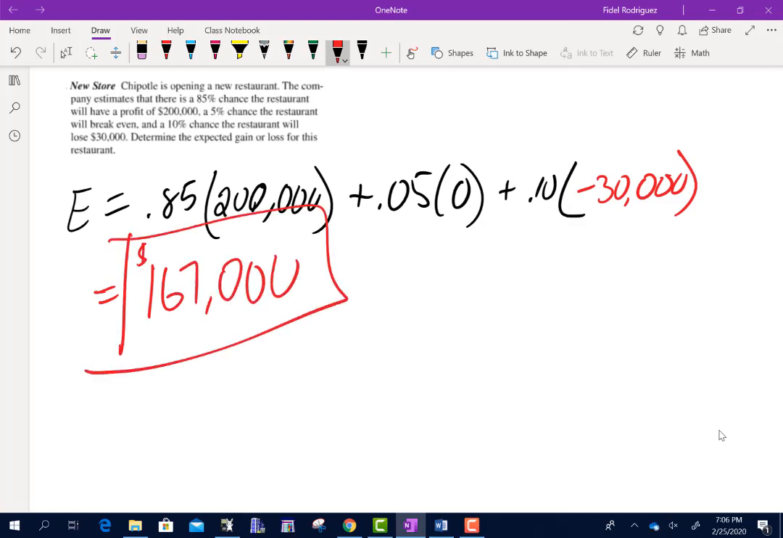And this section, my friends, was 11.3. Hope it makes sense, guys.